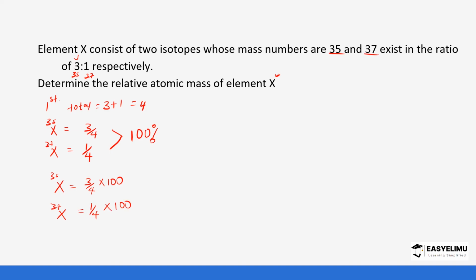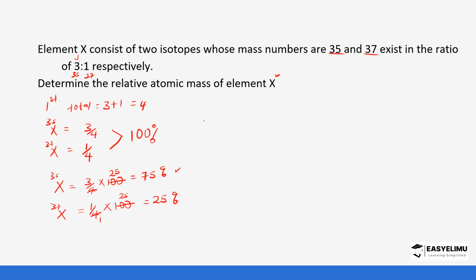So 100 divided by 4 gives us 25. So 25 times 3 will give us 75%. And then 1 by 4 times 100 is 25, which will give us 25%. So the percentage abundance for isotope 35 of X is 75%, and isotope X37 is 25%.